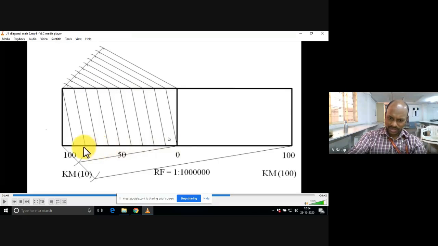Now, what I mean to say is each division will be 10 kilometers. If you see, for the entire part we have divided it into 10 equal parts, sub divisions. Each division will be 10 kilometers, so that it contains a total of 100 kilometers. Okay, is it clear till now?